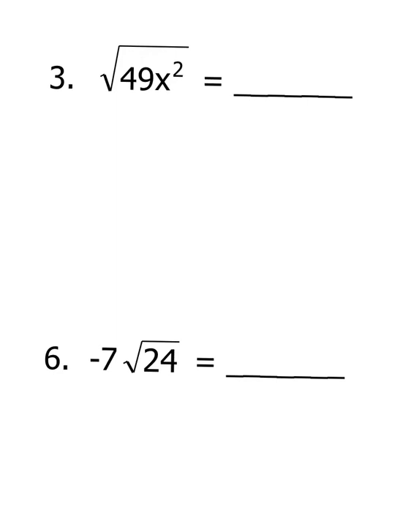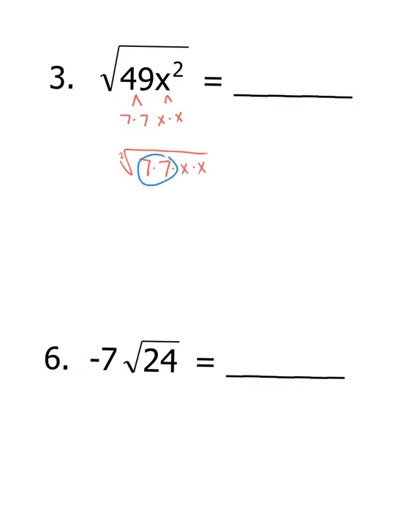Number 3 should be doable in your head, but if you are stuck here and need to see a visual, you can see it. 49 could be written as 7 times 7, and x squared can be written as x times x. Therefore, I have the square root of 7 times 7 times x times x. My index is not there, which means it is a hiding 2. This is a square root problem.